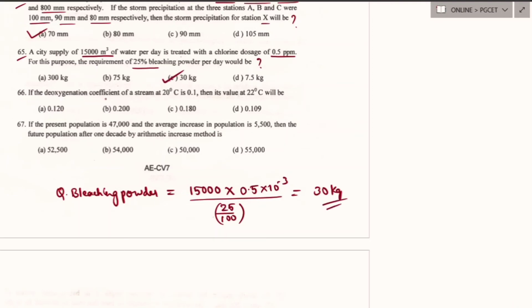Question number 66. If the deoxygenation coefficient of a stream at 20 degrees Celsius is 0.1, then the value at 22 degrees Celsius will be.